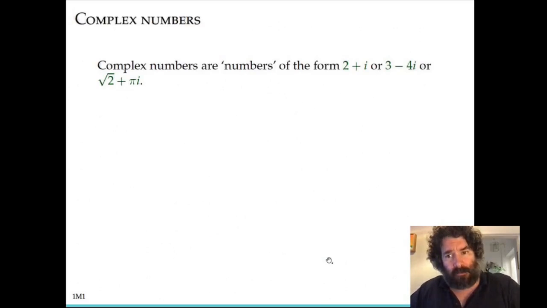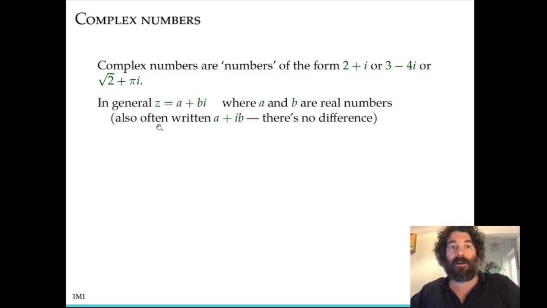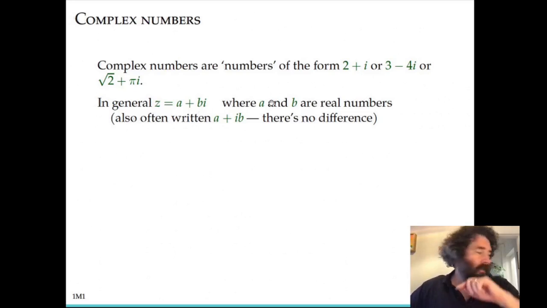Okay, so that's imaginary numbers. Now complex numbers are numbers that are formed by adding a real number plus an imaginary number. So for example, we have 2, real number, plus i, imaginary number. 2 plus i, that's a complex number. 3 minus 4i, another example. Square root of 2, that's an irrational number, plus pi, another irrational number, times i is another complex number. So in general, a complex number is a real number, written here as a, plus another real number times i. A plus b times i. So a and b are both real numbers.